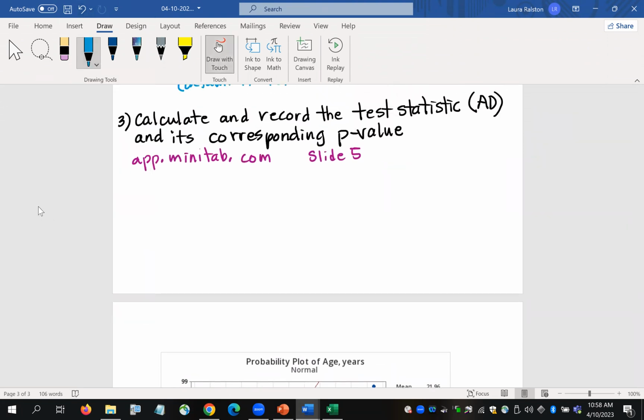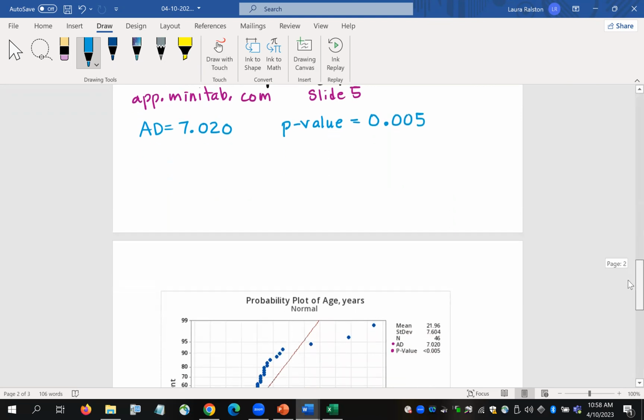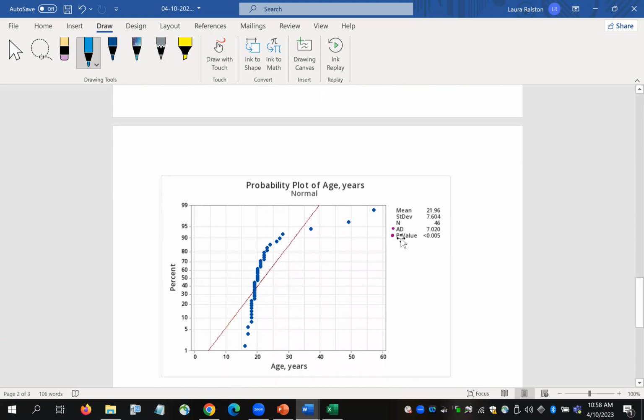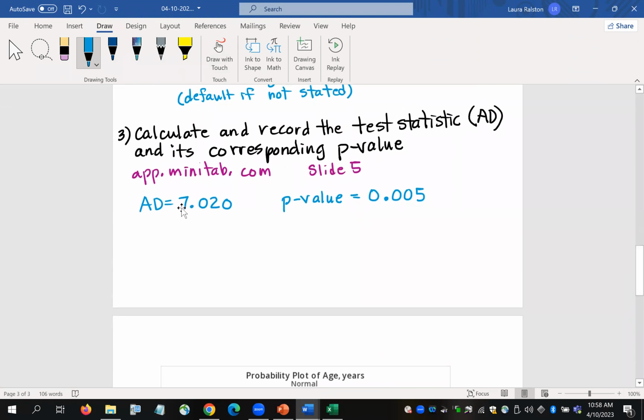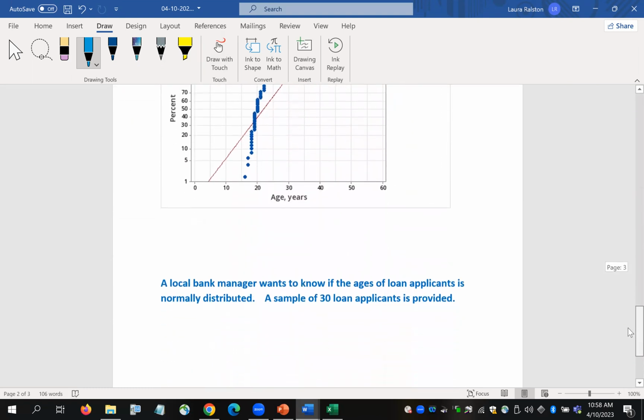So I'm going to write it down. Okay, so my Anderson-Darling is 7.020. And then it tells me that my p-value, it actually says it's less than, we're just going to say that it's equal to 0.005. Okay, and I get those two numbers from the right-hand side of my probability plot. So that is step 3. I have my Anderson-Darling and I have my p-value, and I've written them down. So there's the evidence. Remember, that's the evidence.